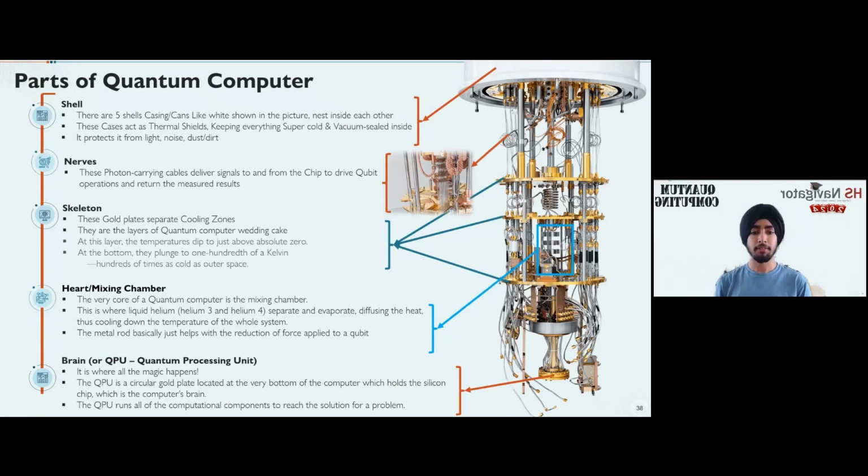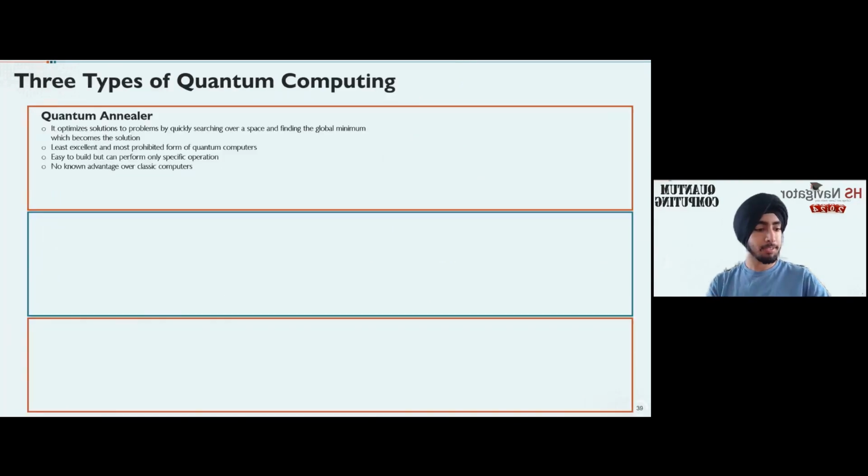It's where all the computational components reach a solution. It's where the algorithms are run. It's what takes advantage of all the different information stored in the nerves throughout the entire system. Let's take a look at time.